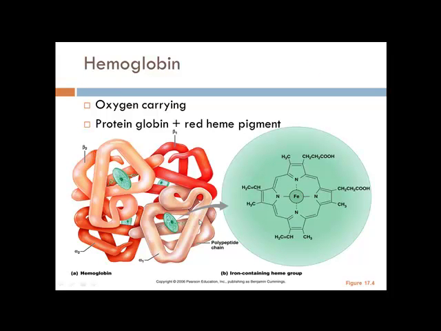Each hemoglobin molecule, which you see here, is going to be made up of a beta 1, beta 2, alpha 1, alpha 2. So it's made up of 4 chains, and each one of these will carry an oxygen. There will be 4 iron-containing compounds. Each one carries an oxygen. So each hemoglobin can carry 4 oxygen molecules.